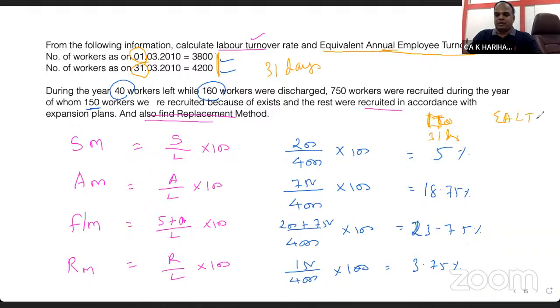Equivalent annual labor turnover per annum, how much? This is for 31 days. For 365 days, how much? So 5% is for 31 days. For 365 days, 5 divided by 31 into 365 is equal to 58.87%. Similarly, the second one is 18.75 for 31 days. Per annum, for 365 days, it comes to 220 or 221%.